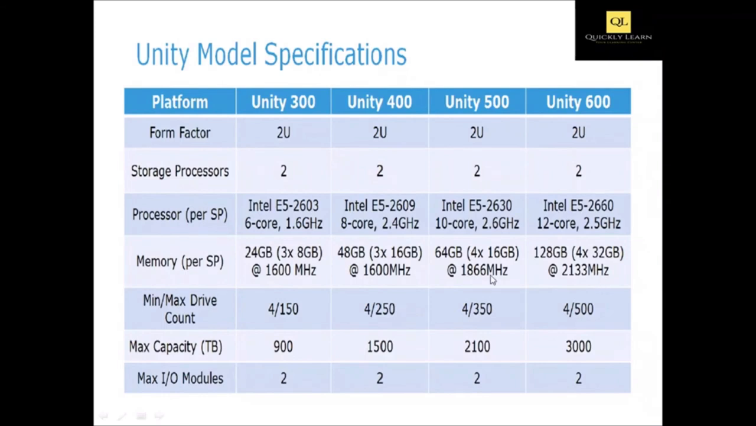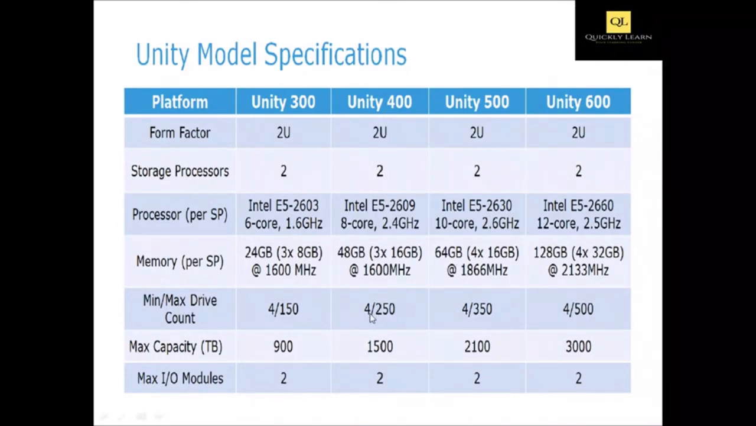Now what is this minimum and maximum drive count? So 4 slash 150, that means minimum 4 disk drives compulsory we have to purchase if you want to buy a storage box. Okay, so why 4? Because the first 4 hard drives contain the operating system of the storage. So for that reason, compulsory minimum 4 hard drives we have to purchase. And with Unity 300, maximum 150 hard drives we can add into the storage.